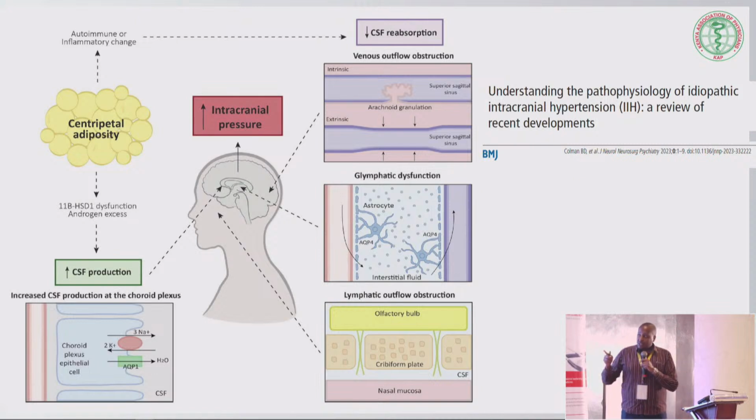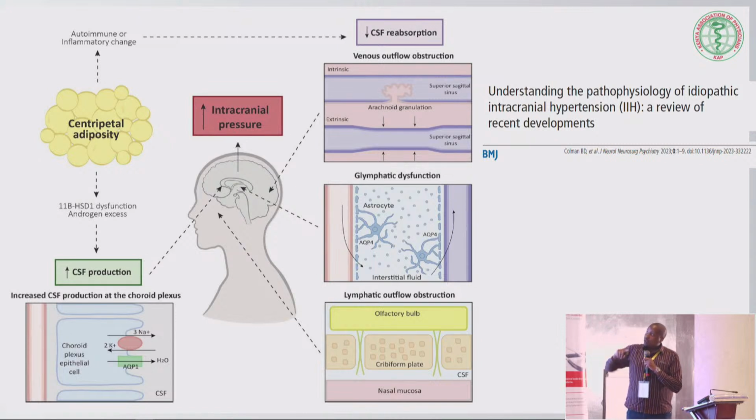There is a role for increased central obesity and increased adipose tissue. And it is thought, one, you have deranged 11-beta-hydroxysteroid dehydrogenase, which converts your cortisol to cortisone, and that has been attributed to inflammatory changes in the brain, which is actually at the top, with the role of adipokines.